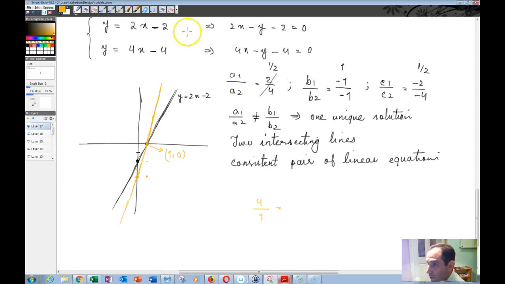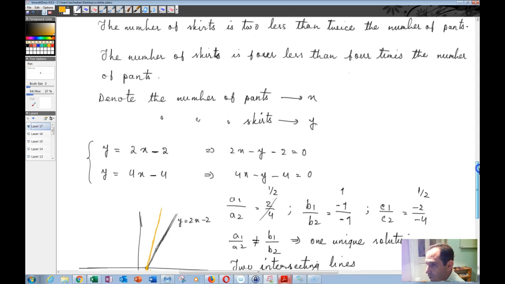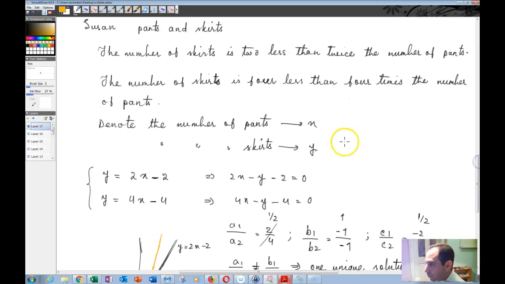That means that your x is equal to 1 and your y is equal to 0. She actually bought one pair of pants and no skirts. Okay, one pair of pants and no skirts.